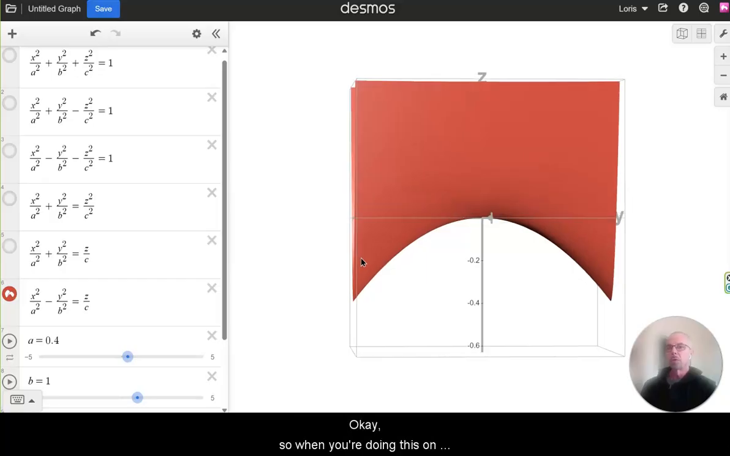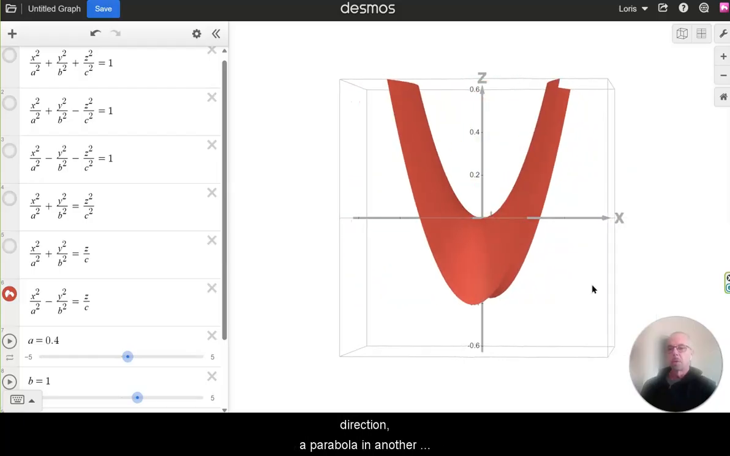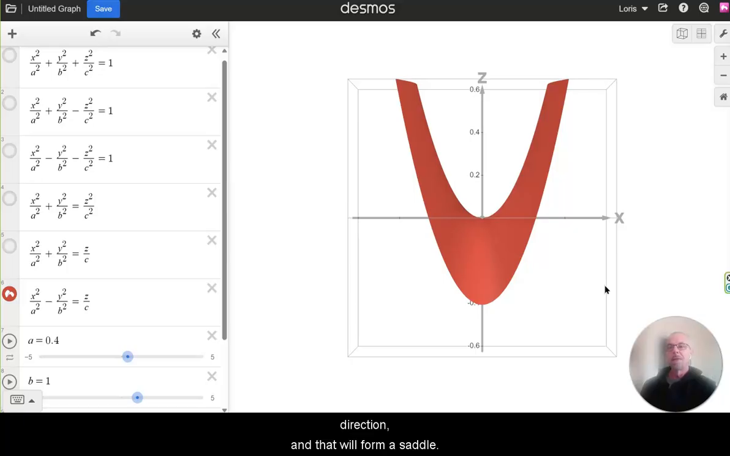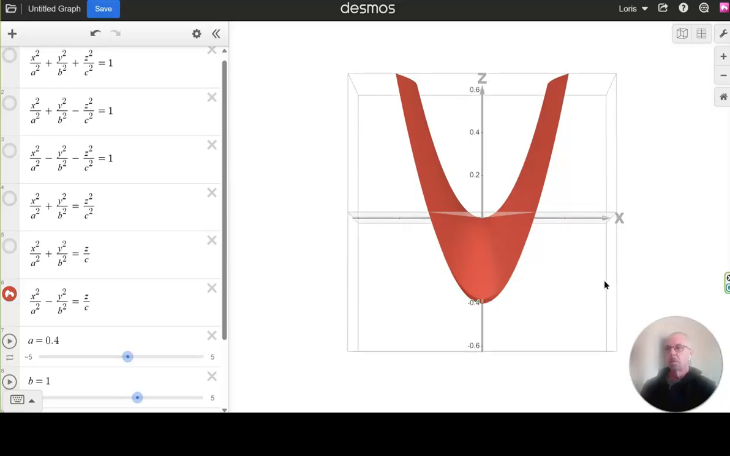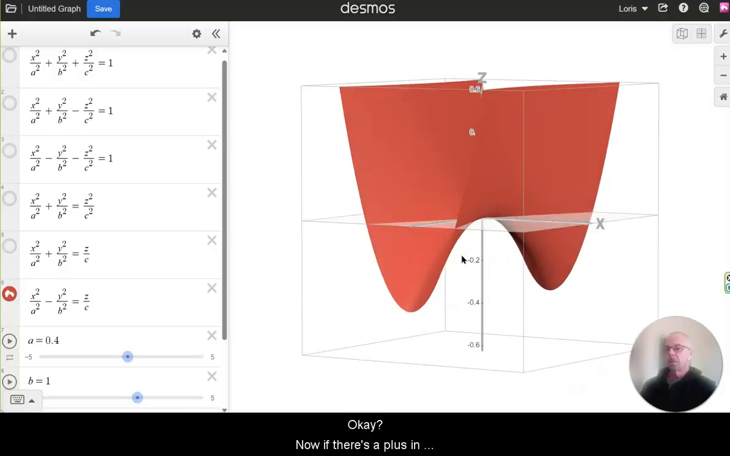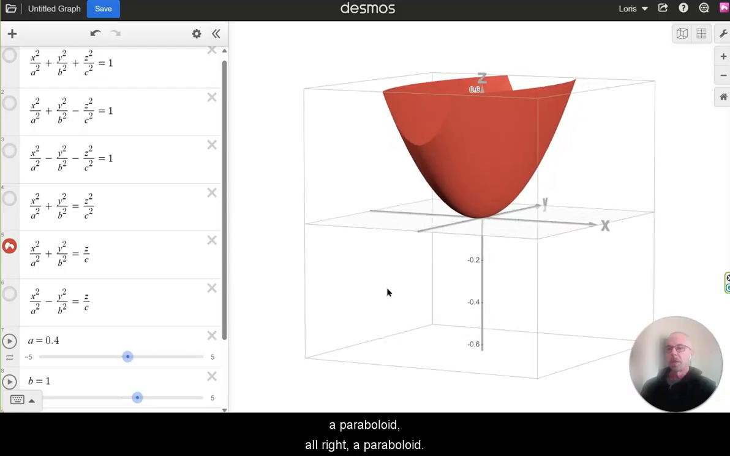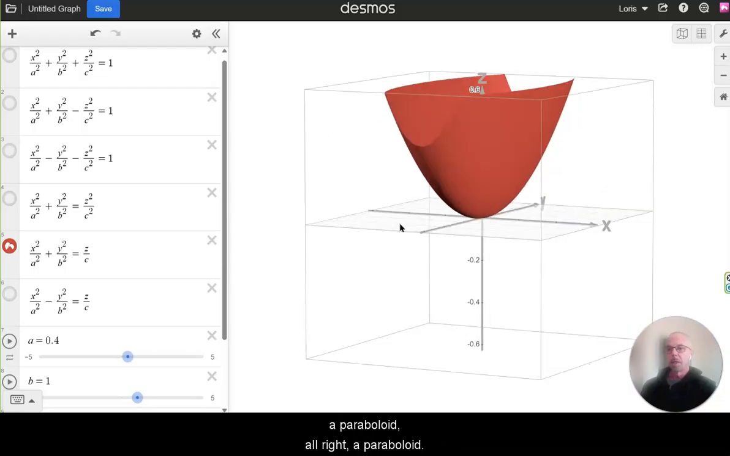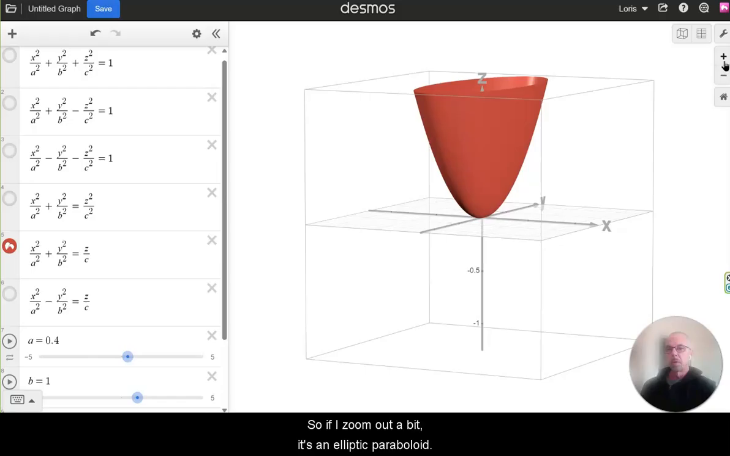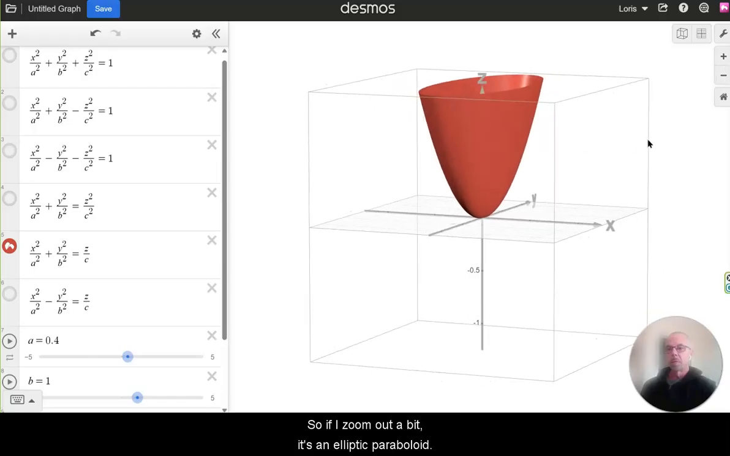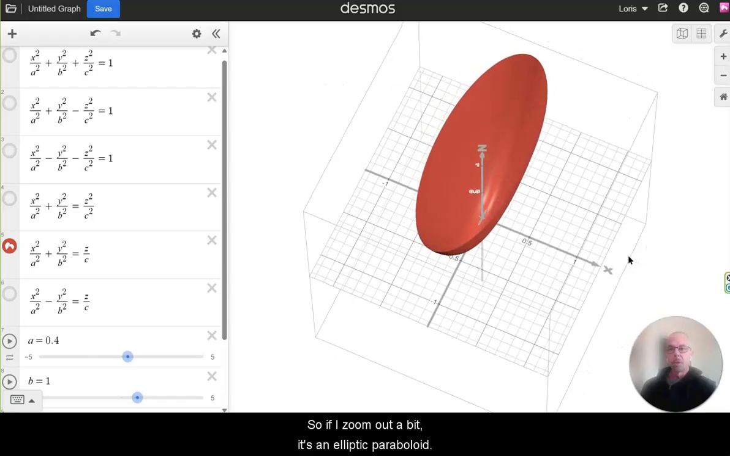Okay, so when you're doing this on a test without any sort of computer or graphing calculator help, you'll draw a parabola in one direction, a parabola in another direction, and that will form a saddle. Okay, now if there's a plus in between instead, we have what's called a paraboloid. All right, a paraboloid. So if I zoom out a bit, it's an elliptic paraboloid in this case.